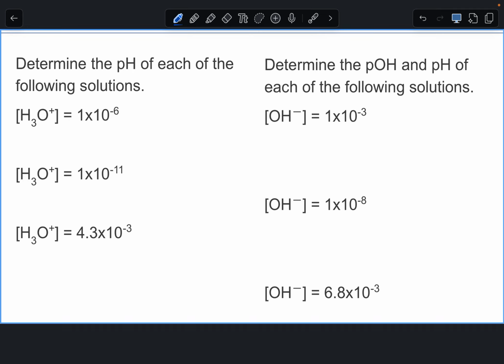Okay, so for the first one, we just take the negative log of the H3O plus. That's going to give me the pH. So the negative log of 1 times 10 to the negative 6th. This is how logs work. That's equal to 6. So if your coefficient is 1, it's just that number. I don't care if you plug it in every time. It just helps you understand what logs do.